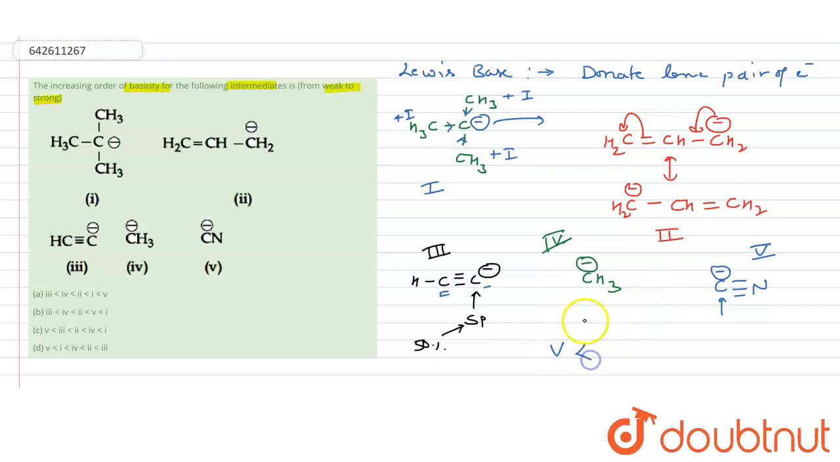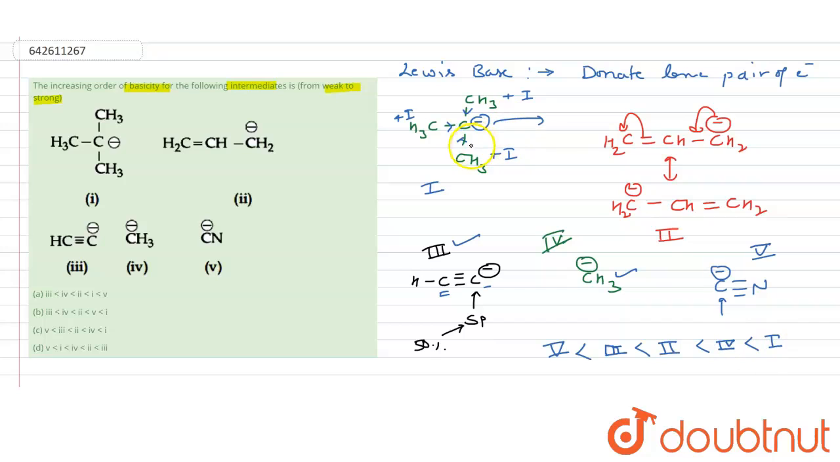And after this, if I arrange it in increasing order, this will be the third one, this alkyne system. After this, because I am arranging it in increasing order, the second one, because there is a resonance in it. And after the second, there is the fourth one, this is methyl. And after this, the first one, this is the strongest base.